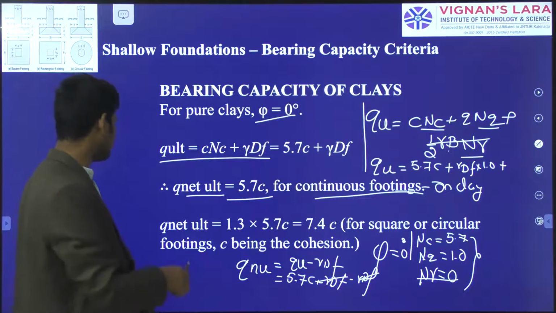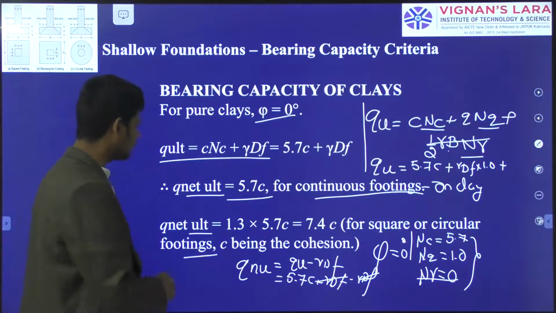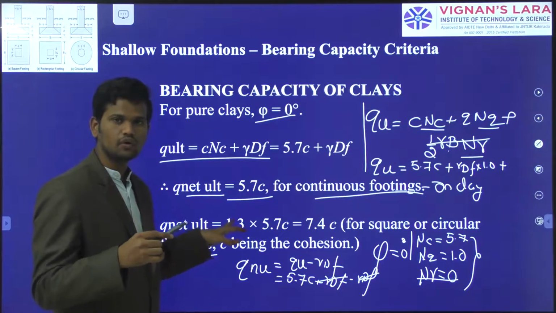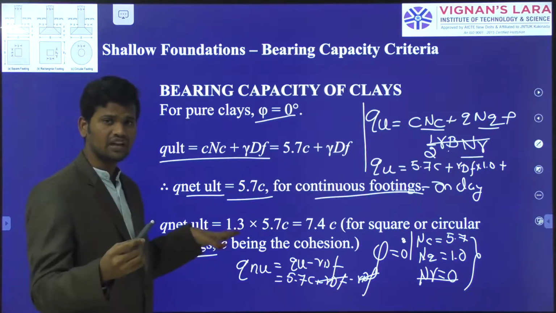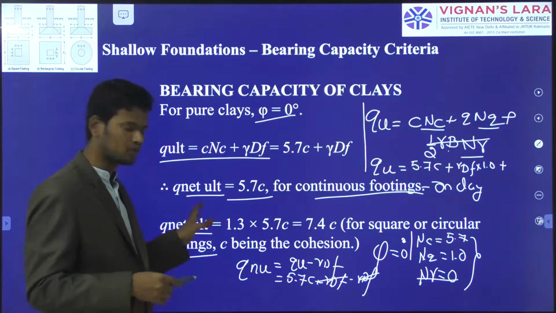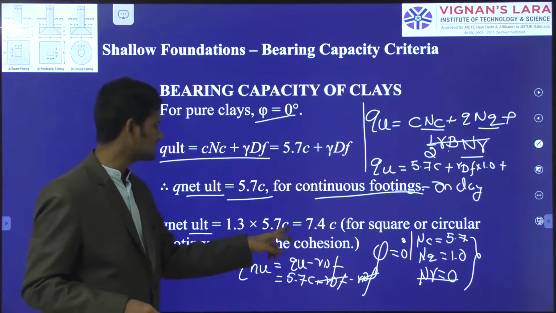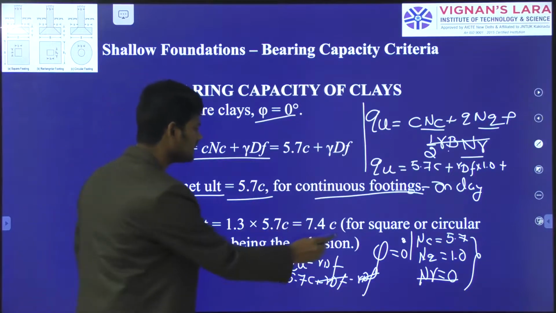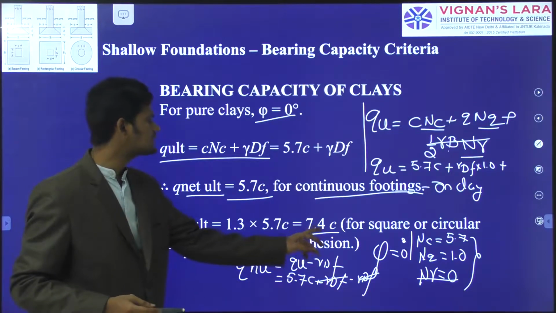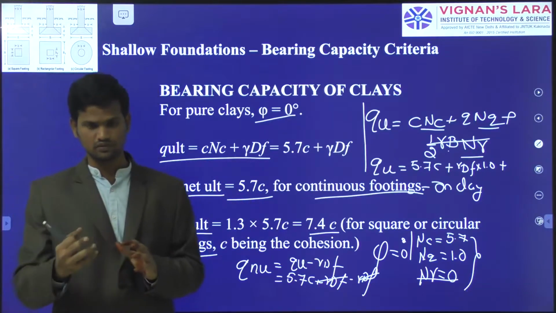Next, the net ultimate bearing capacity for a square or circular footing, c being the cohesion. For a square or circle, instead of the strip footing, we multiply by 1.3. Suppose you want to calculate the net ultimate bearing capacity for a square footing: we just substitute 1.3 into 5.7 into c. That means for a square or circular footing, the net ultimate bearing capacity in clayey soil is 7.4 into c.